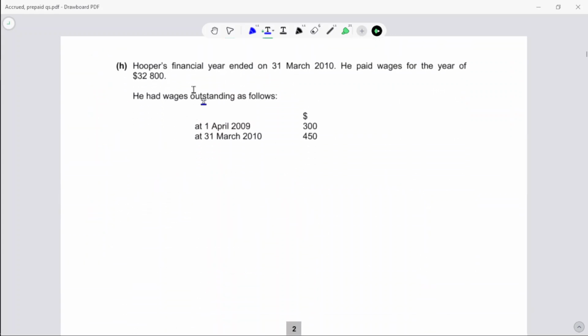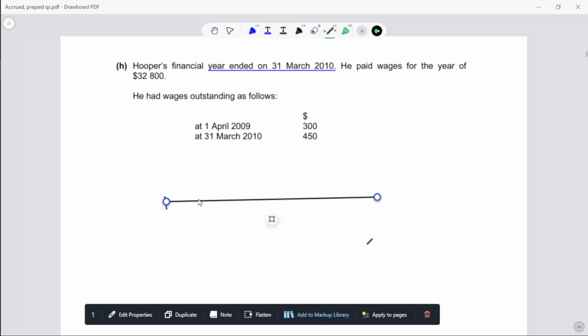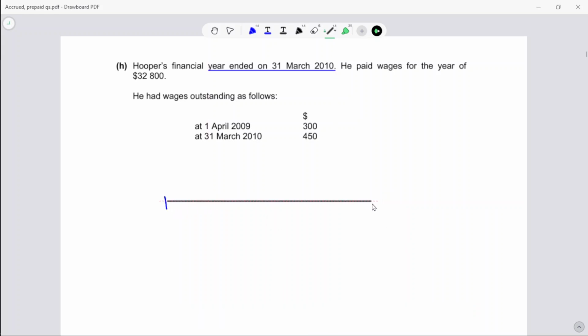So first thing first, year end, then timeline. Let me draw a timeline. Year end will be 31 March 2010. One year before, one day after.